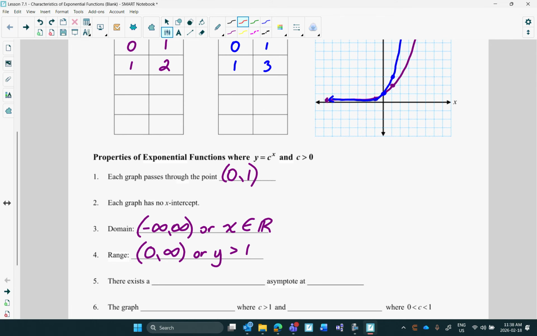Remember, we said it will never touch the x-axis. So we need to add to each graph a dashed line showing where a curve approaches but will never cross. What do we call that kind of line? Asymptote.